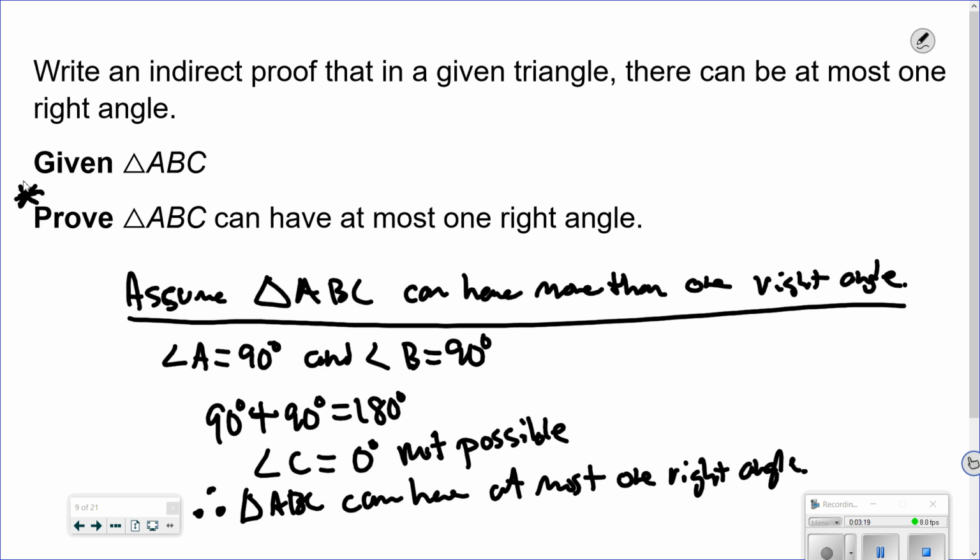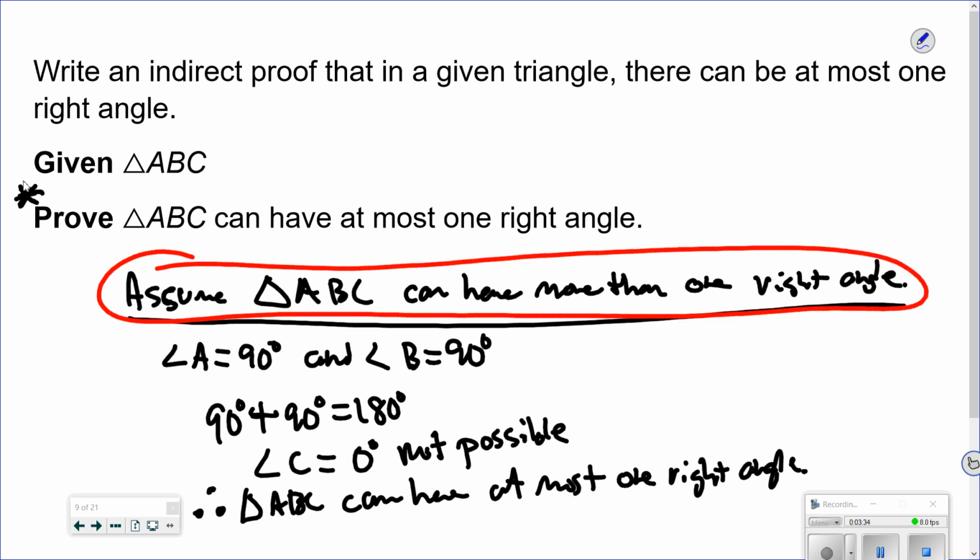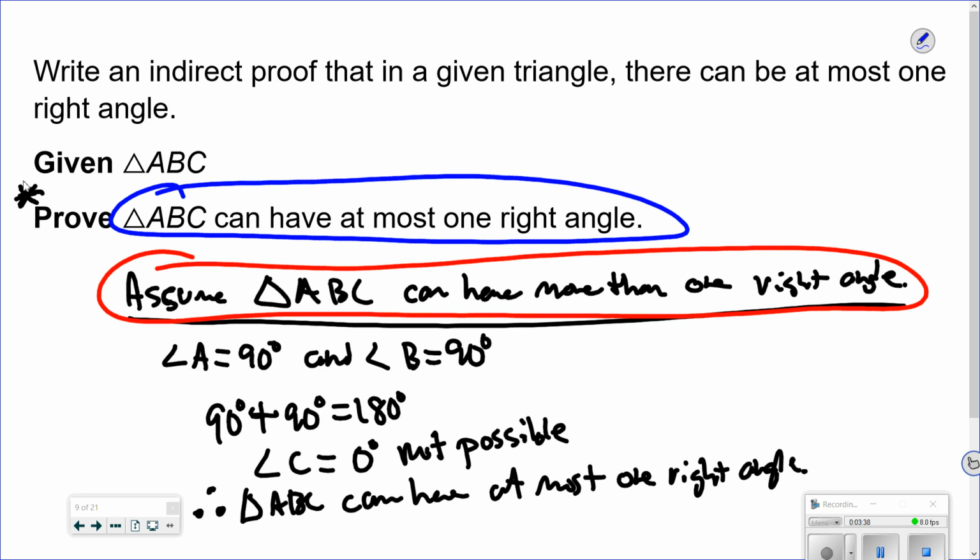Okay, so we start out, assume whatever you're trying to prove, assume the opposite is true, and then show some kind of contradiction. Show why your assumption has to be false. And if this assumption right here is false, that means that this has to be true. So that's why they call it an indirect proof: you're not proving it directly, you're proving that the opposite is false so that it has to be true. You're kind of forcing it to be true.